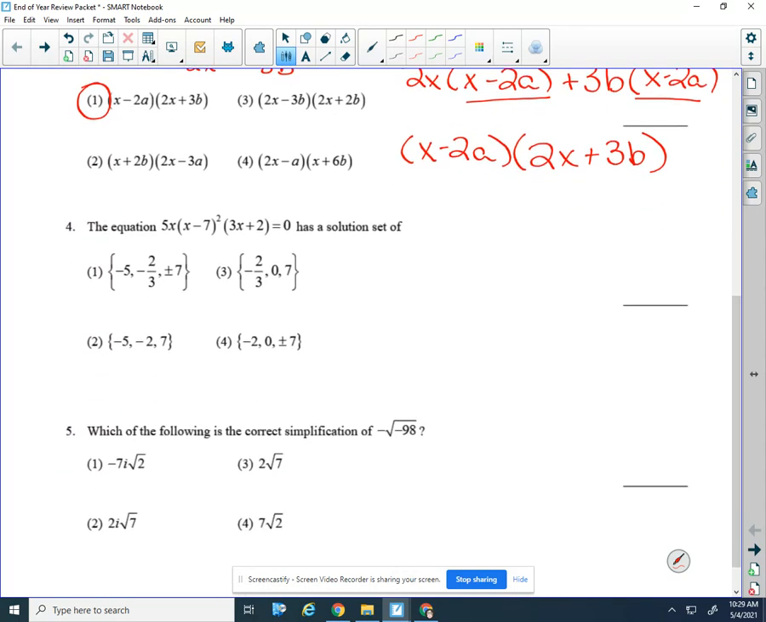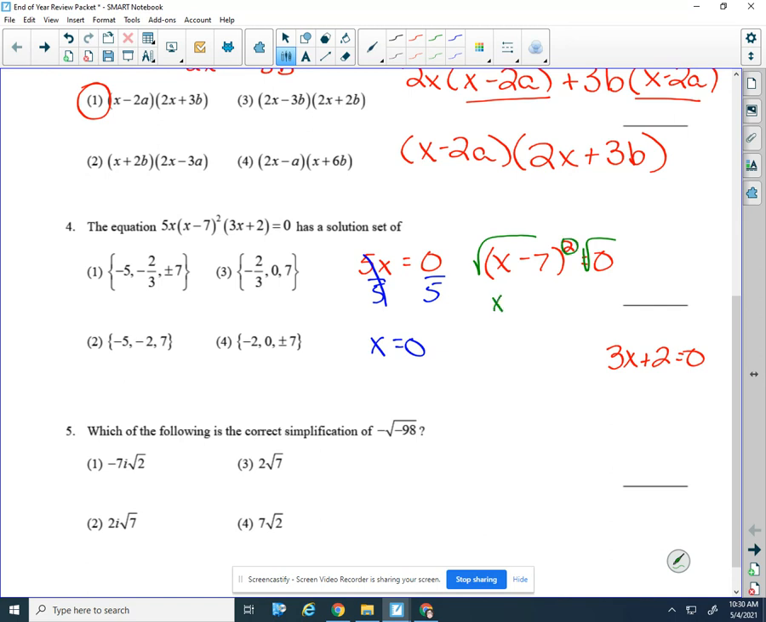Number 4, the equation, that thing right there, has a solution set of, this is already factored for us. So when you solve by factoring, you just take each factor and set it equal to 0. I'm running out of room. So I solve my first one, I just divide by 5, and I get 0. For the second one, first thing I'm going to do is square root my problem to get rid of this square. So I have x minus 7. Technically you have plus or minus 0, but 0 is 0. Add 7 to both sides, and you get x equals 7.